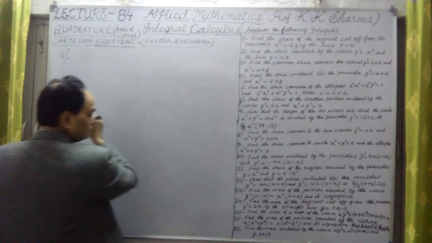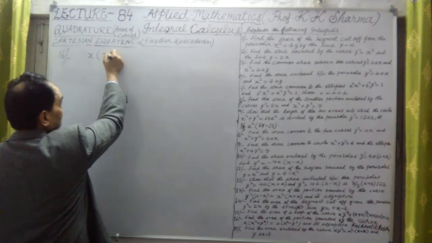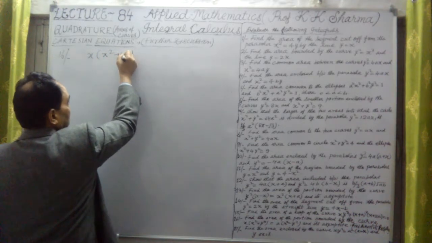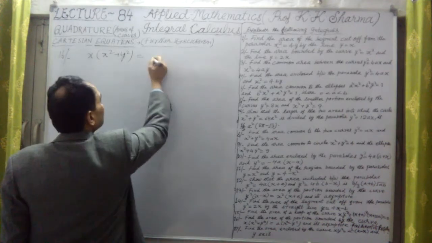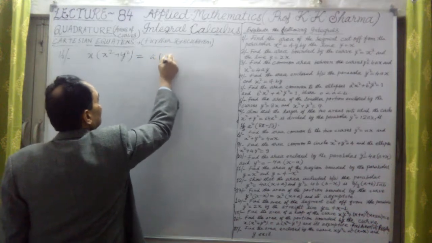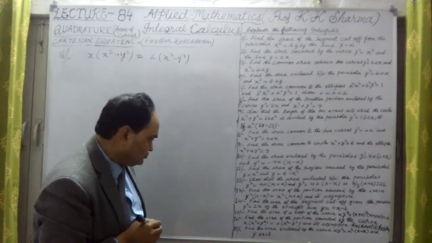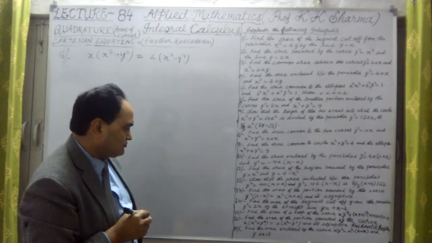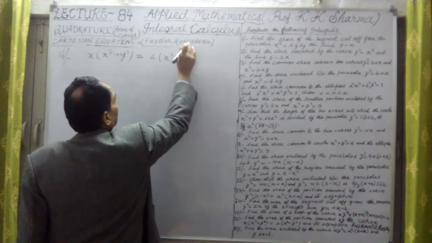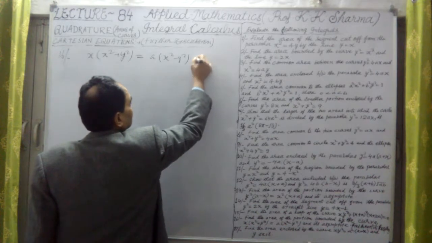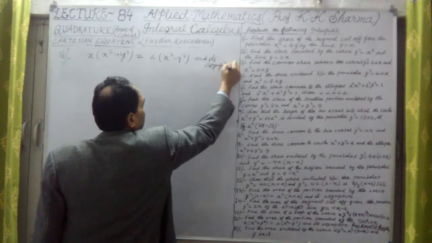Okay, so let me take the 16th question. The curve is x(x square plus y square) is equal to a(x square minus y square). And we have to find the area included between this curve and its asymptote. That we will find out. What is its asymptote?